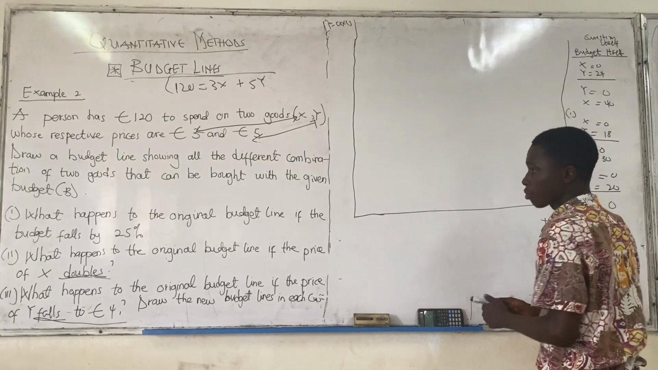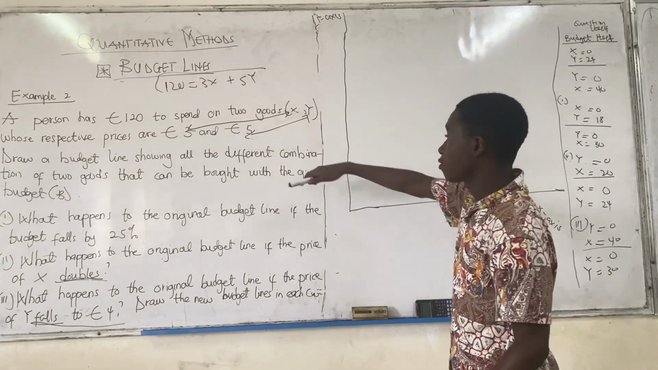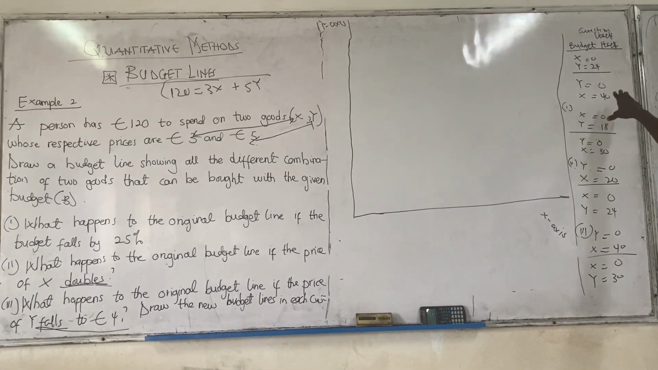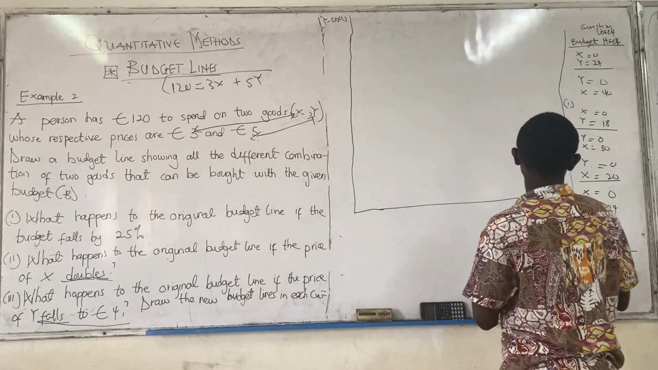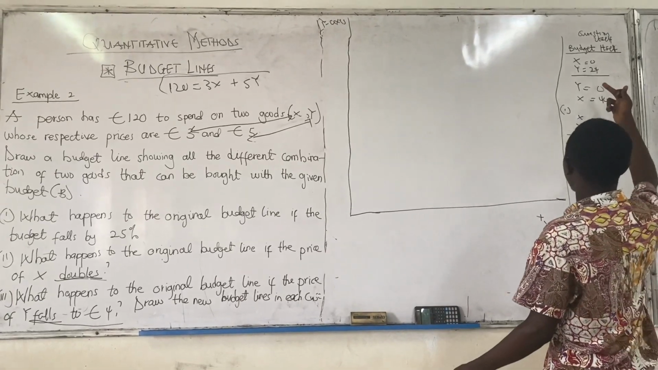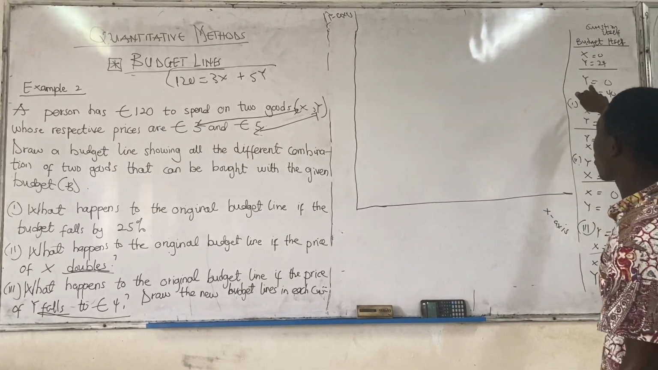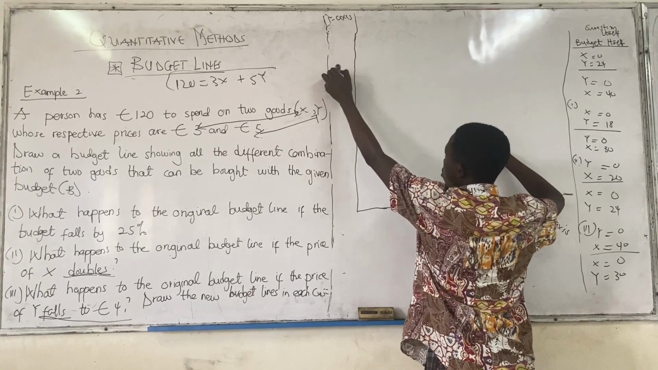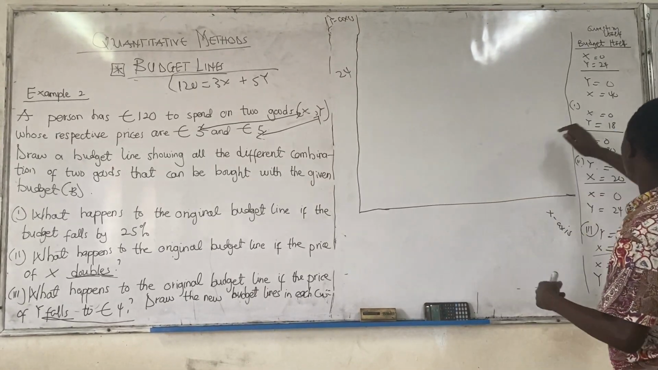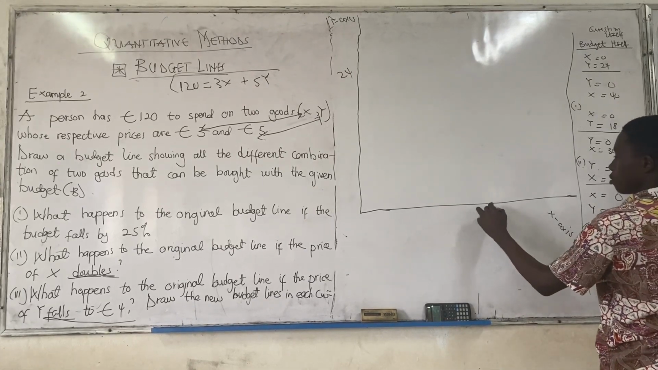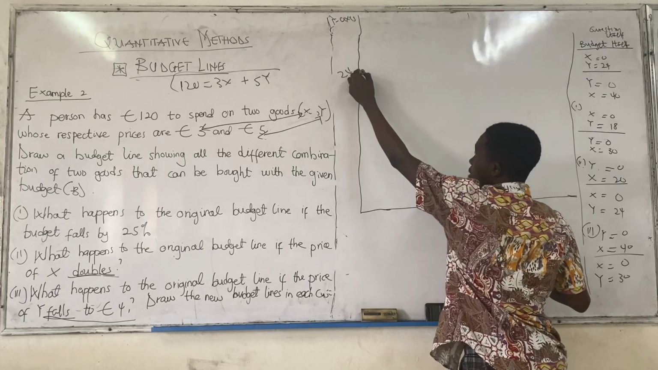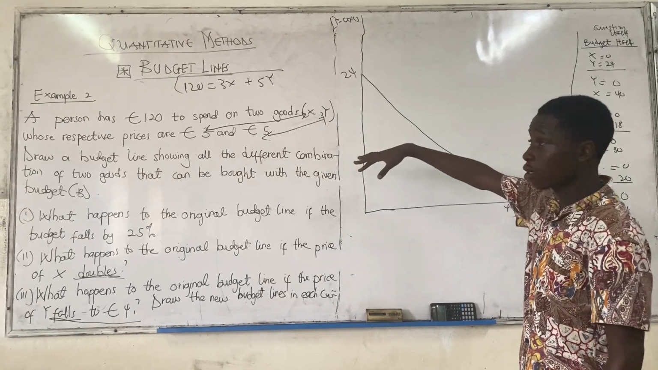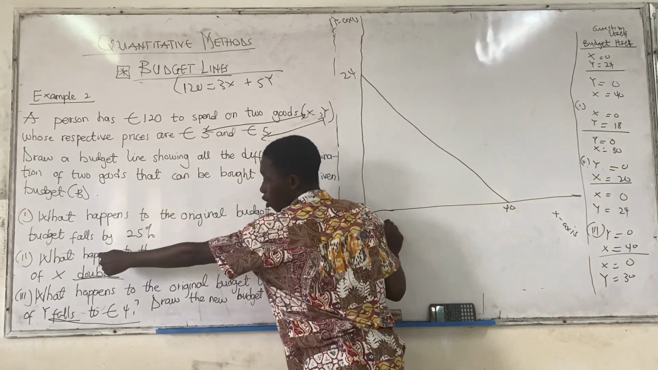This becomes the X. Based on what we saw for the original budget itself, we had x equal to 0, y is equal to 24, and y is also equal to 0, and x is equal to 40. So meaning that on the y axis side, we are going to put what? The 24. So let's see, 24. And on the x axis side, we are going to put 40. And then join them together. This becomes the first one for the original budget question itself. Are you good?